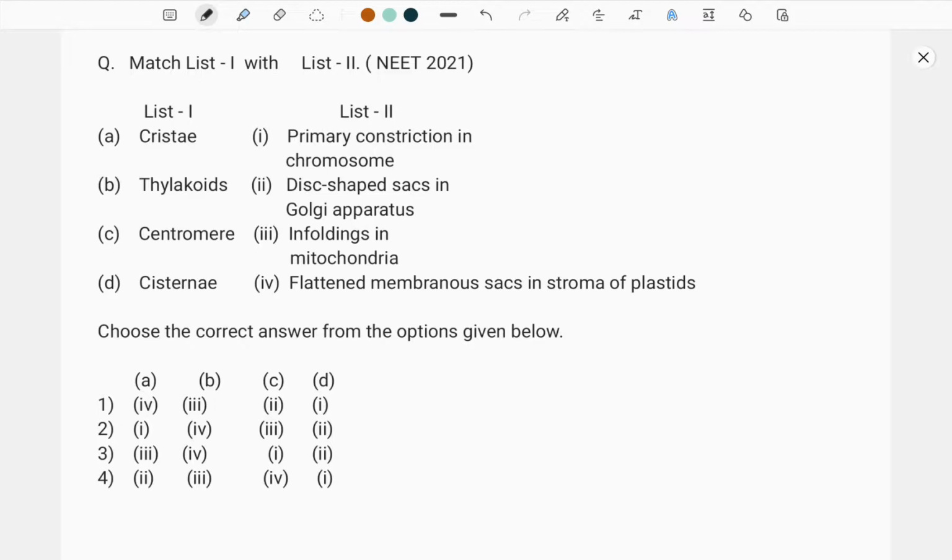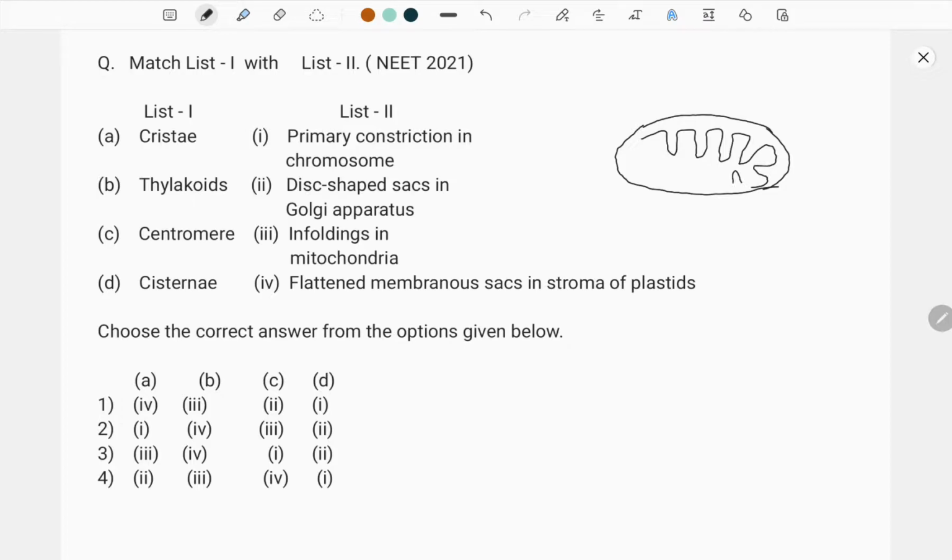You can see in list 1, cristae. We know that cristae are found in mitochondria, enclosed by two unit membranes. The outer unit membrane is entire, that doesn't have any foldings, whereas the inner unit membrane will show foldings like this. These foldings are called cristae.